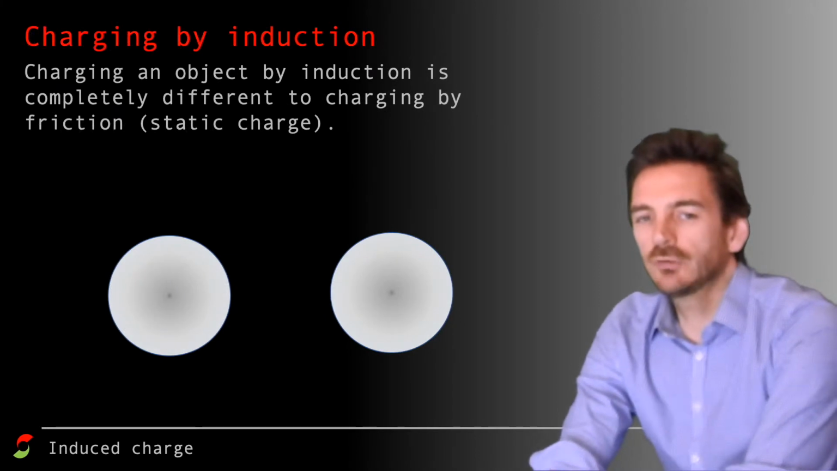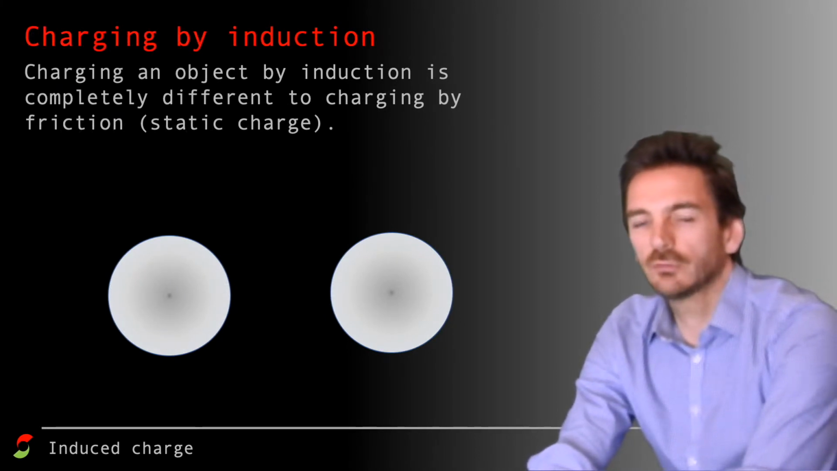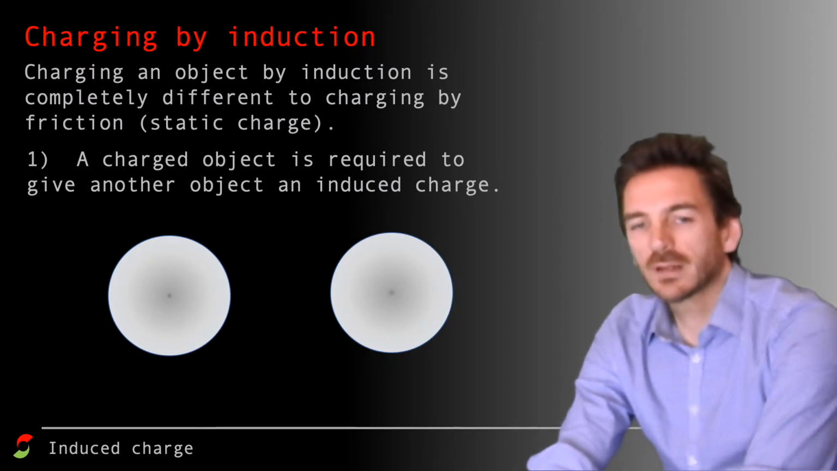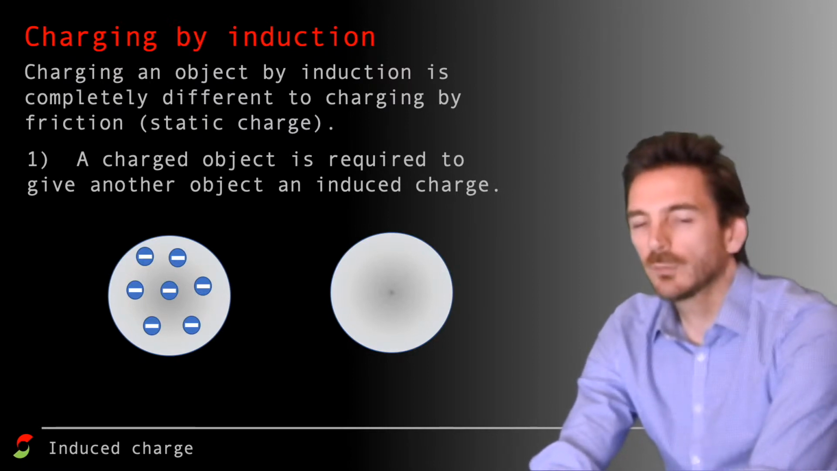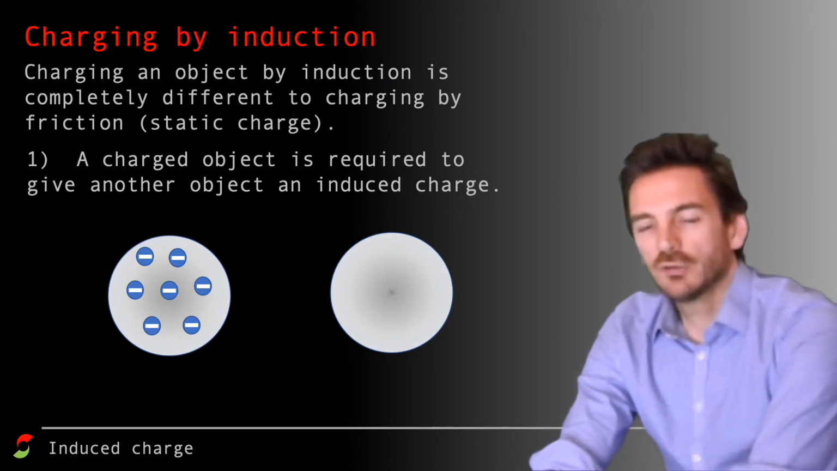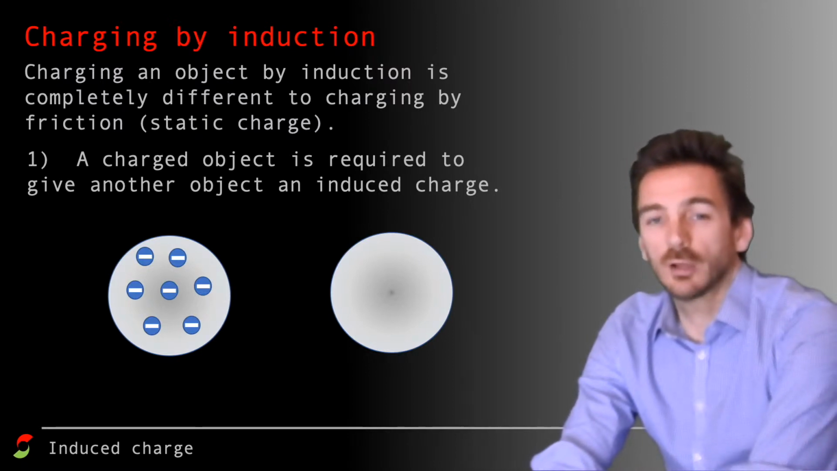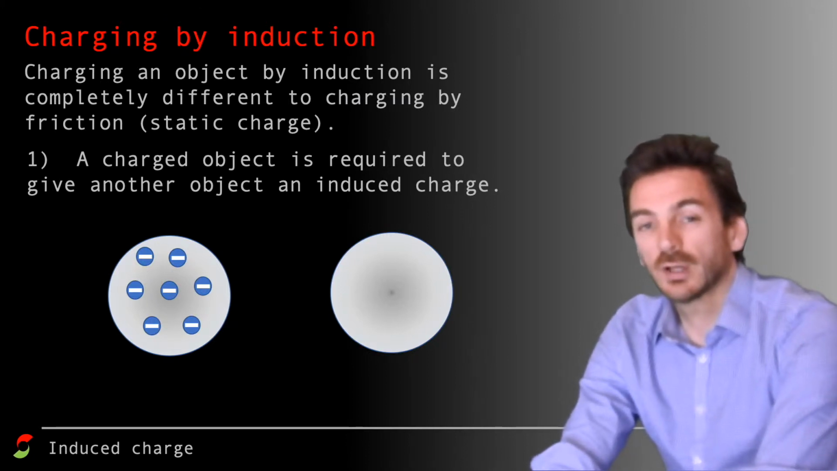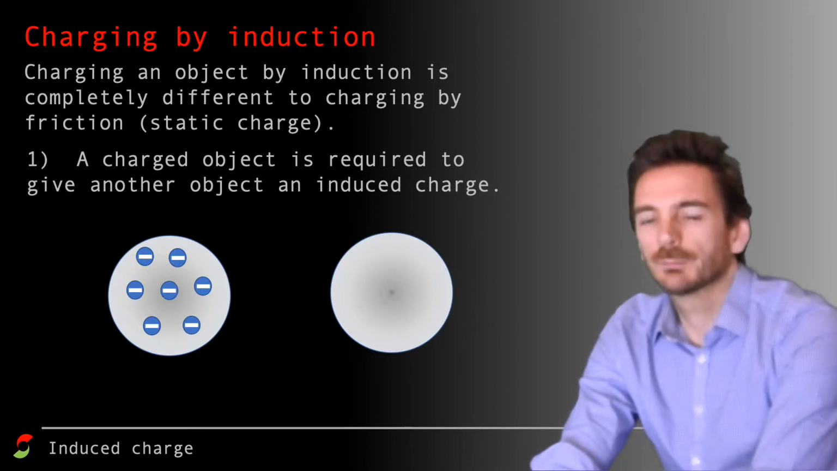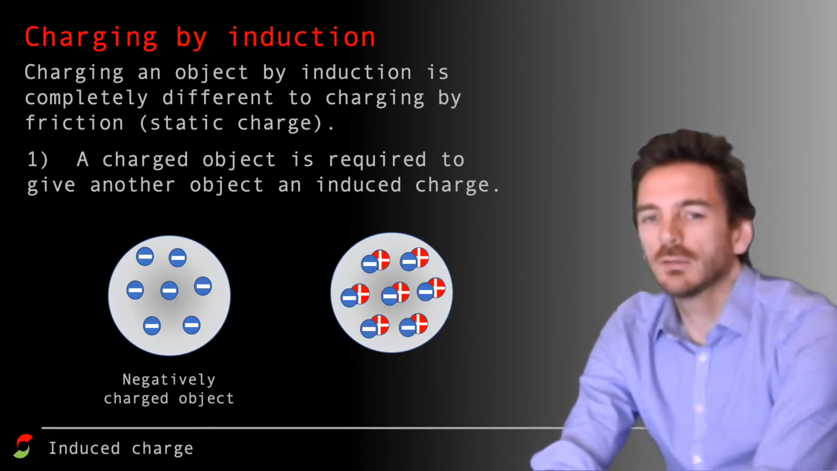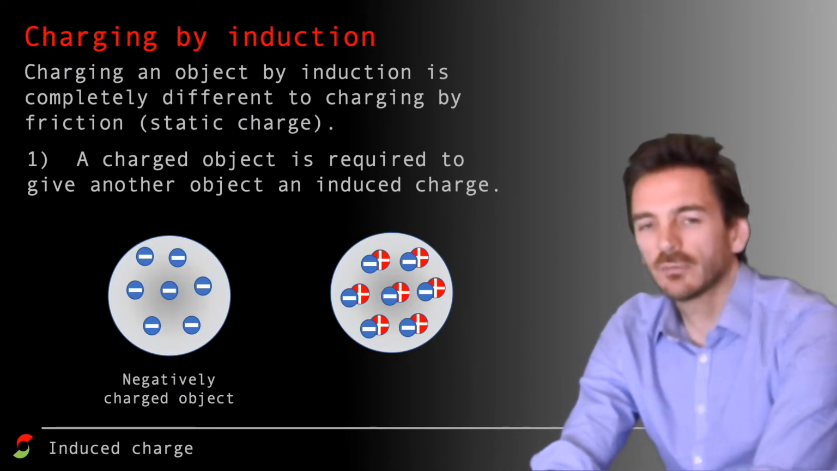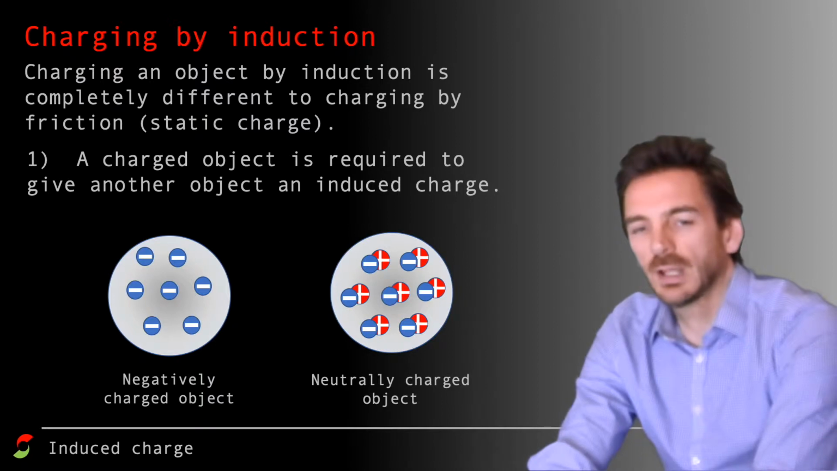Okay, so induced charge. To do an induced charge, you actually need an object to be charged up initially. So we're going to start off with two objects, and we're going to give the one on the right hand side an induced charge. But to do that, we need to charge up another object. We might have given it a static charge. It doesn't matter how, but that left hand object has been given a negative charge. And we're going to assume to start off that the object we're going to give an induced charge is neutrally charged. That means it's got the same number of protons and electrons, shown by this diagram here.